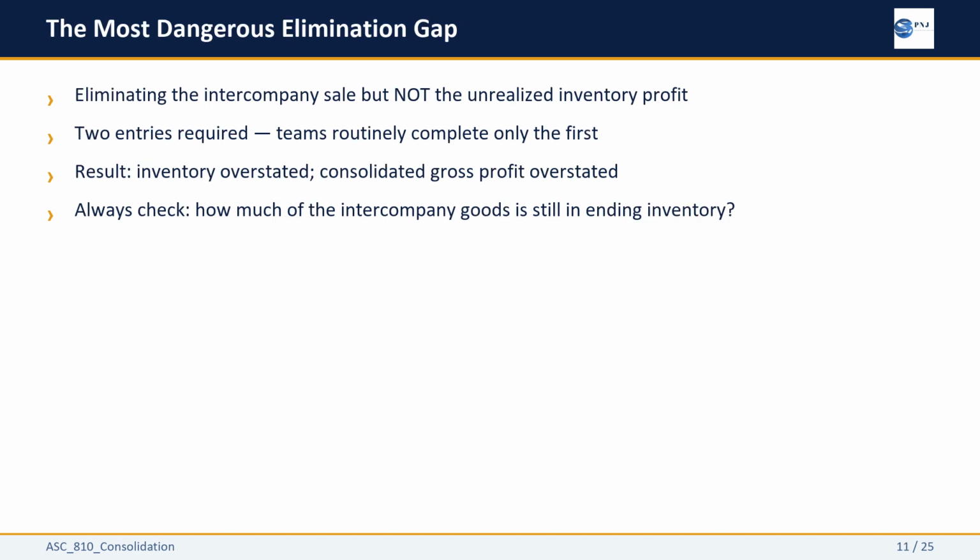The most common intercompany elimination mistake: the team eliminates the intercompany sale revenue and COGS correctly and considers the work done. The unrealized profit still sitting in the buyer's ending inventory is left in. The result is overstated inventory and overstated gross profit on the consolidated statements. The fix is always asking, how much of the intercompany sold goods remains in ending inventory, and running the second entry to defer that profit.